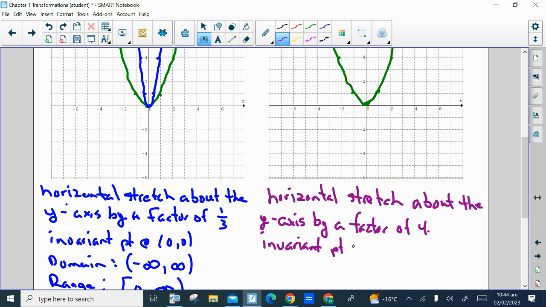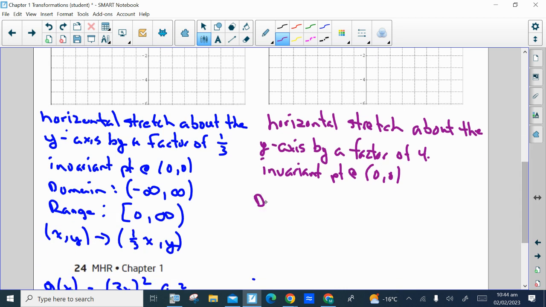Our invariant point is the point 0, 0. It's the y-intercept, which in this case happens to be the x-intercept as well. But because we're stretching about the y-axis, the y-intercept is the part that's really invariant. Domain and range are the same. I'll just stick with set notation.